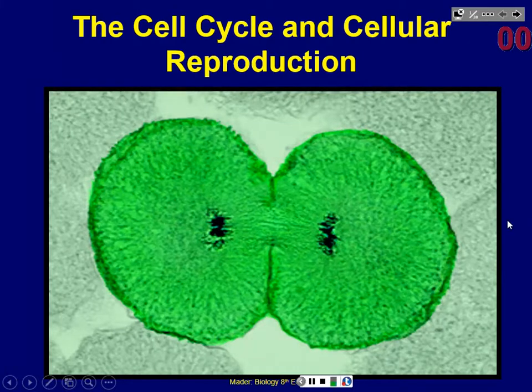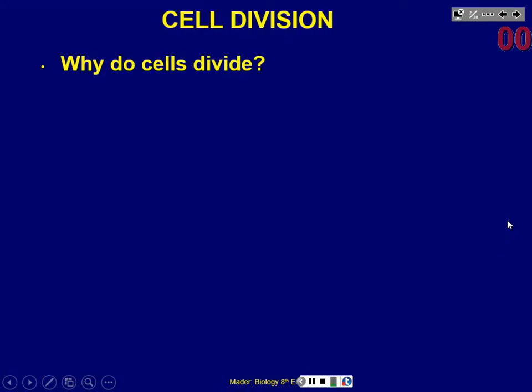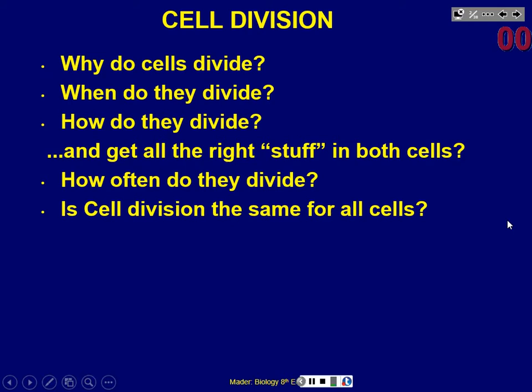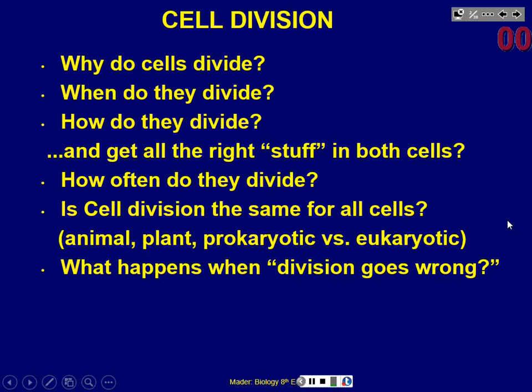Okay, we're going into chapter 9 tonight, and I'm sure many of you have lost lots of sleep wondering things like why cells divide, when cells divide, how they divide. We've studied all kinds of different types of cells over the last few weeks. Is cell division the same for all cells? For instance, prokaryotic, eukaryotic, etc. You've probably wondered how often they divide. How do they get all the right stuff in both cells? And some of you may have even wondered what happens when cell division goes wrong. How many people lose sleep over these questions?